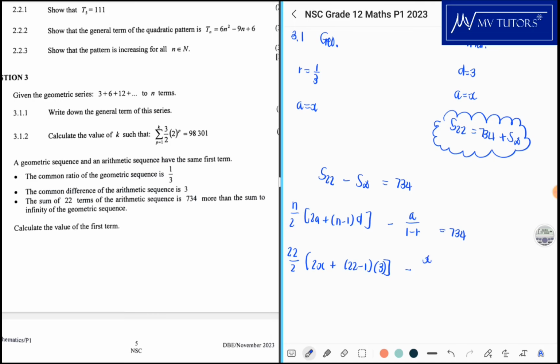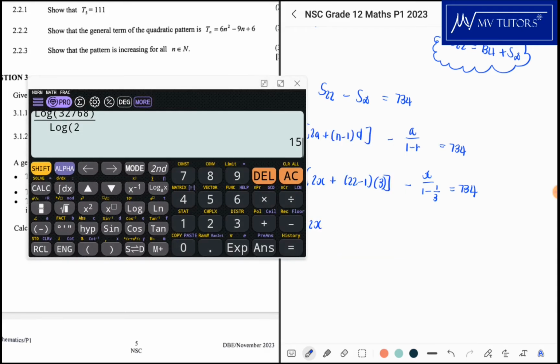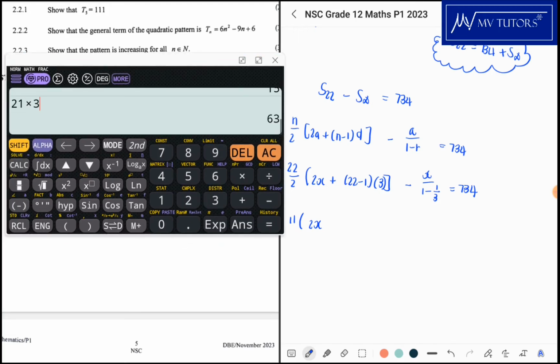And then a, again, it's x. And we have 1 minus r, and we know r is a third. And that's equal to 734. So let's try to simplify on this side. So we have 11, and we have 2x. Now we have 21 times 3. Okay, 21 times 3, that should be what, 63. Okay, so then we have plus 63. And then on the other end, we have x divided by 1 minus a third. You're going to be left with 2/3.